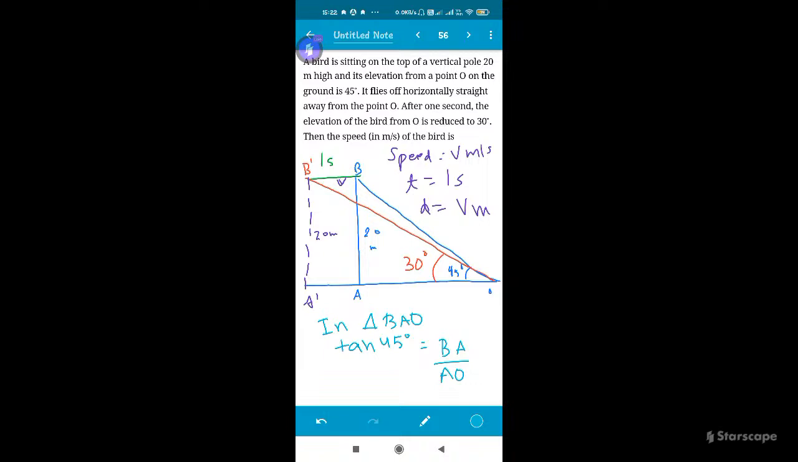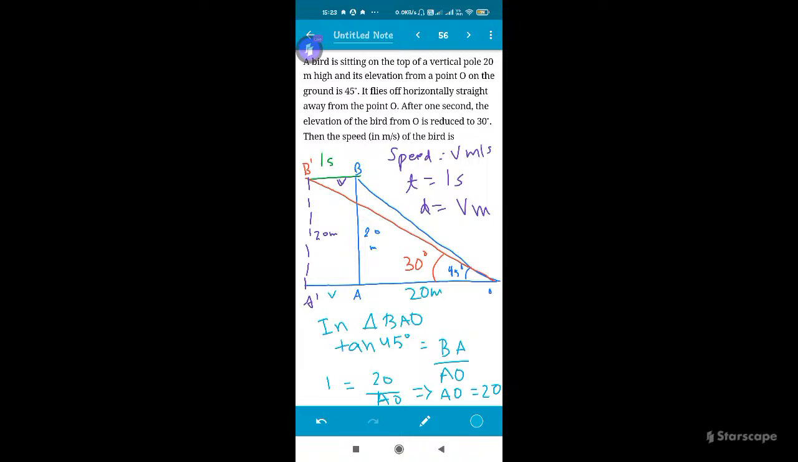Okay, so tan 45 degrees is 1, BA was 20 meter and AO is not given to us. So from here we get AO is 20 meter. So AO is 20 meter. Okay. So if B dash B is V meter, that means A dash A is also V meter because it is a rectangle, isn't it? You have to just write from the figure B dash B is equal to A dash A is equal to V meter. Okay. Now let us consider the second triangle, that is after the bird has moved a certain distance.